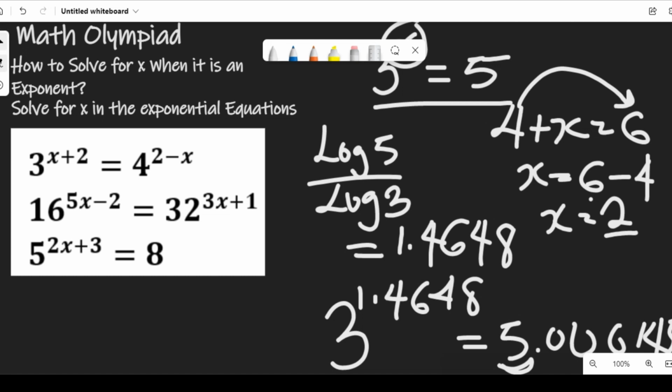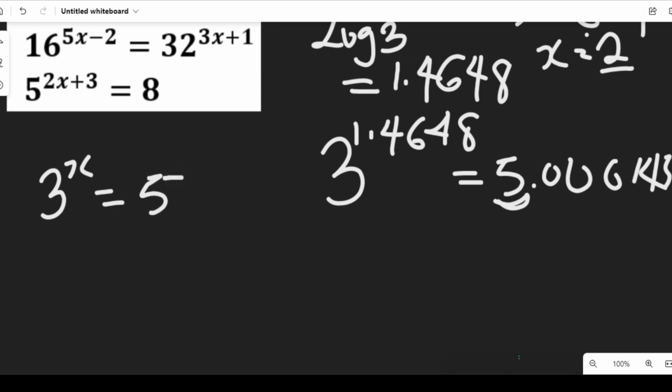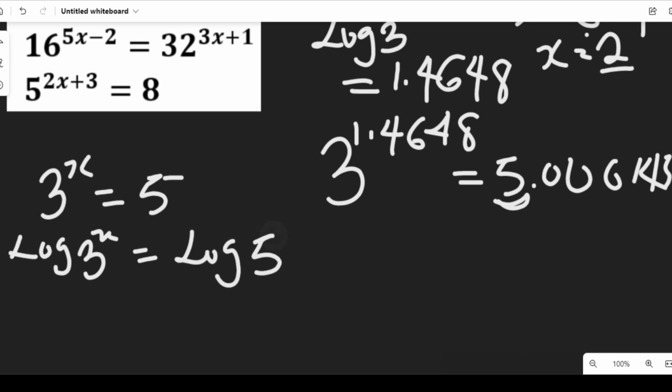Now let's try showing you the format in which we solve this question. If you are given 3 raised to power x equal to 5, the first step is to take the logarithm of both sides. So this will give us log of 3 raised to power x equal to log of 5. That will be log of 3 to the x equal to log of 5.